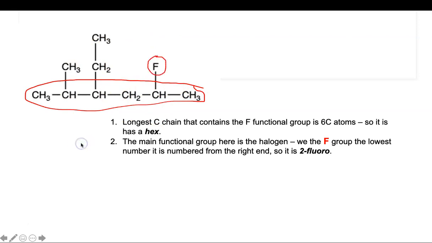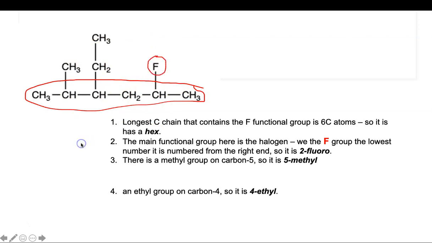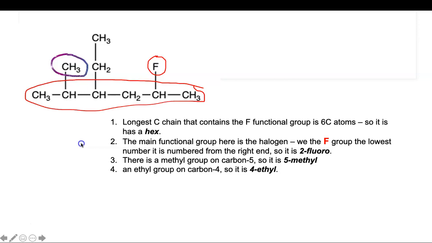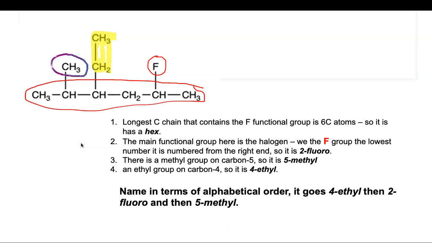Then the other groups you can see are methyl and ethyl, just to highlight for you. You've got an ethyl on carbon 4, you've got a methyl on carbon 5, and we name in alphabetical order, so it's 4-ethyl-2-fluoro-5-methylhexane.